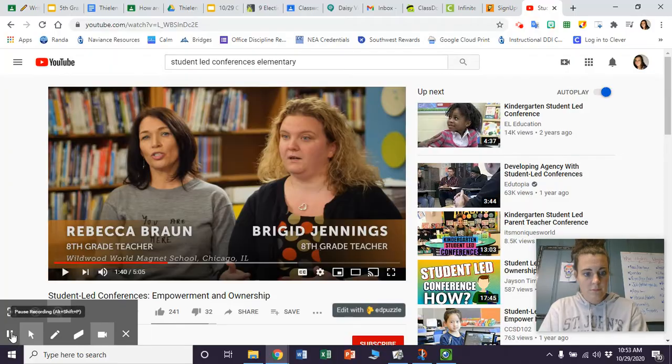Here's the table. So just like they're saying here, this conference, it's not about me, it's not about your parents, it's about you and how me and your parents can partner to help you reach your goals that you have. So to do this, you're going to be the person in charge. You're going to be the person leading. Today, I want you to practice this.